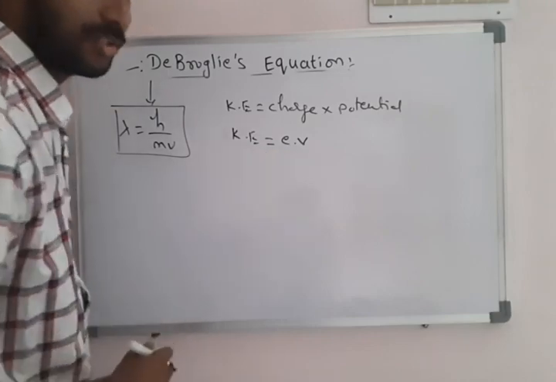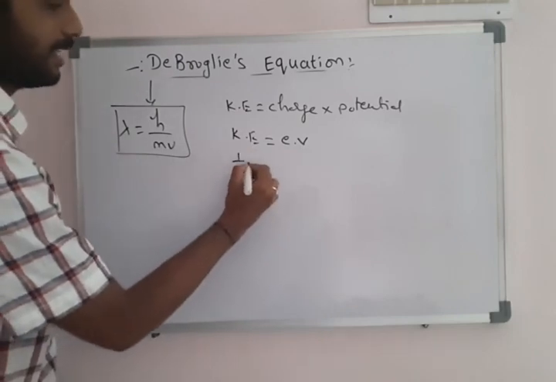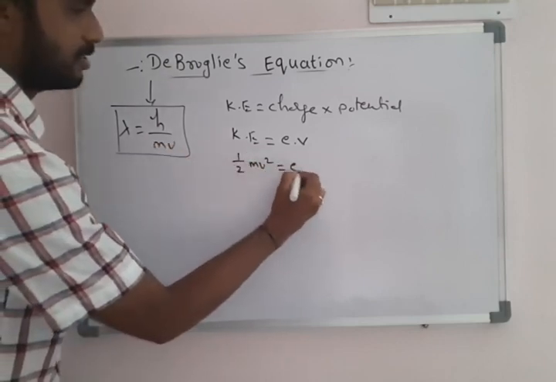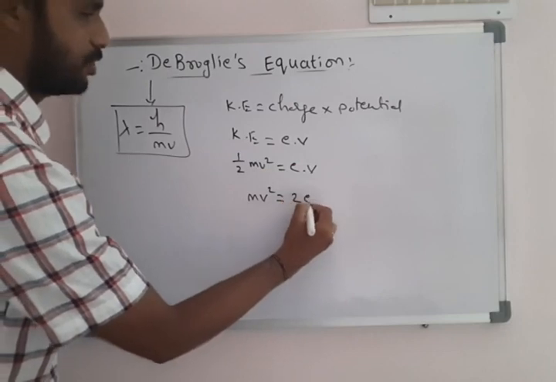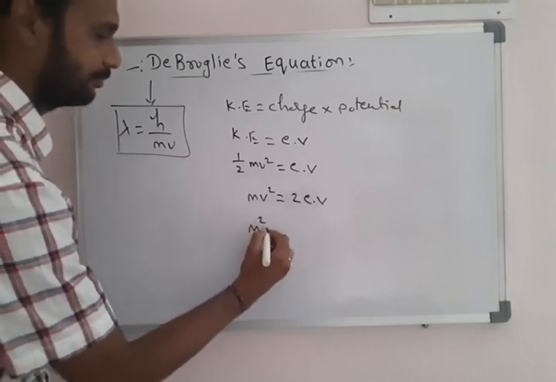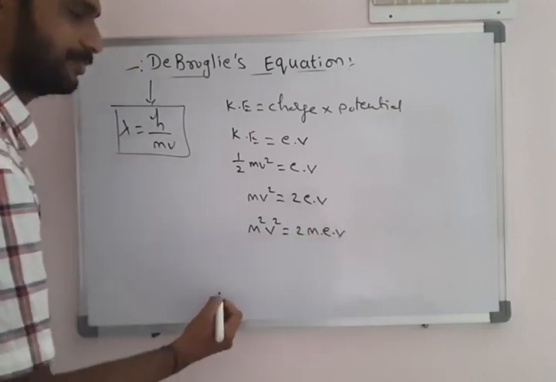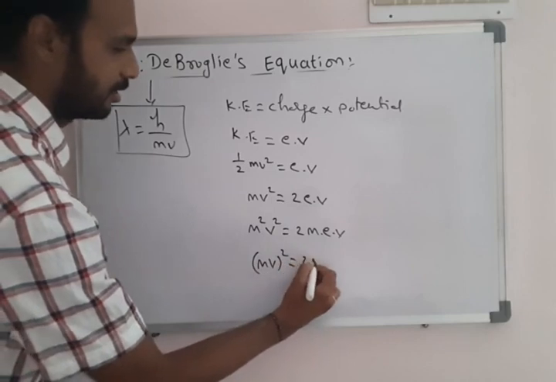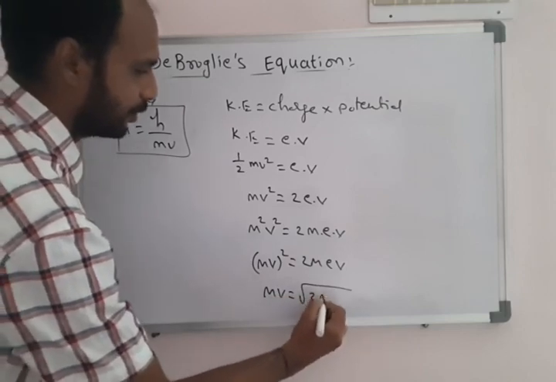Here we are taking electron volts, charge into potential. And we know that K is equal to half mv square, so half mv square is equal to eV. So in the place of mv square we can write 2eV. By multiplying both sides with m, m square v square is equal to 2 into m into e into V. Then mv whole square equals 2meV. So what is mv now? Root 2meV.